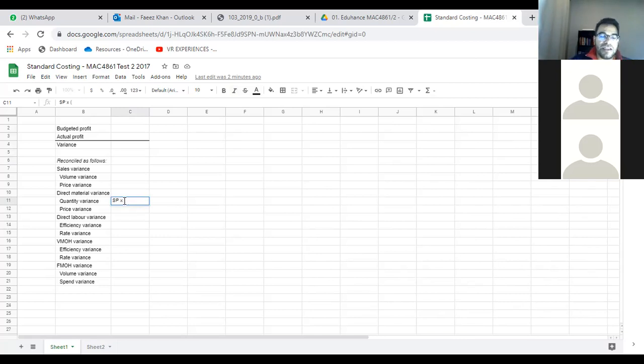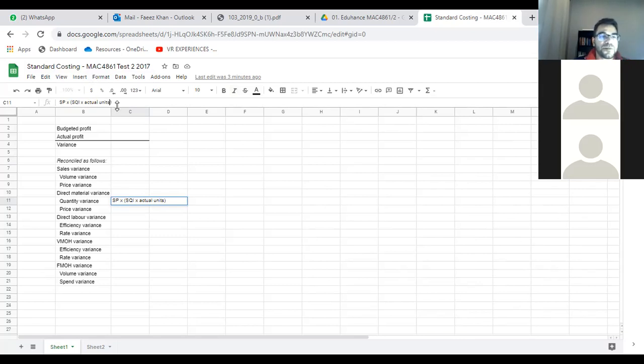Now this bracket over here is where we flex the budget, and we're going to say standard quantity of input multiplied by actual units. This is why you must train your brain to think about this before you hit the standard costing question, because otherwise you're going to go insane. Okay, maybe not insane, but close to insanity.